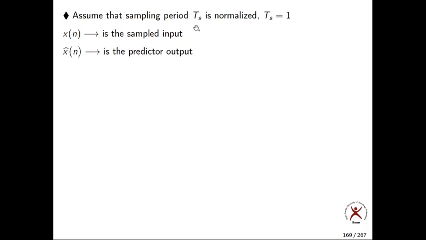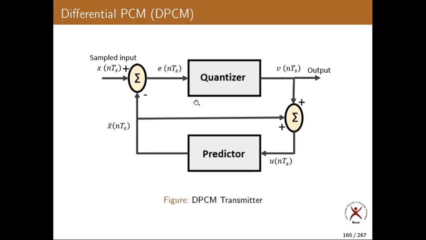So assume that the sampling period is normalized, which means Ts is equal to 1. So what is X of n? X of n is the sampled input. What is X cap of n? The predictor output. If you remove Ts, otherwise if Ts is normalized, X of n is called sampled input, X cap of n is the output of the predictor.